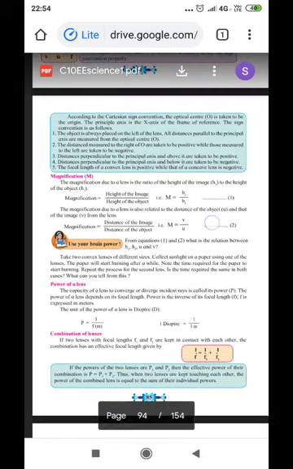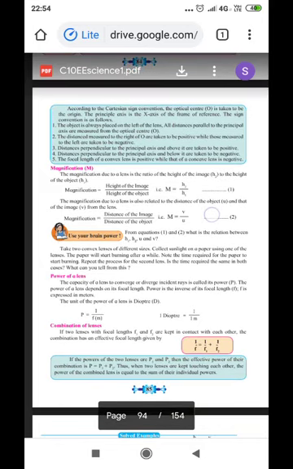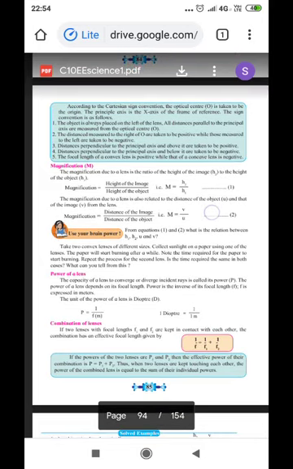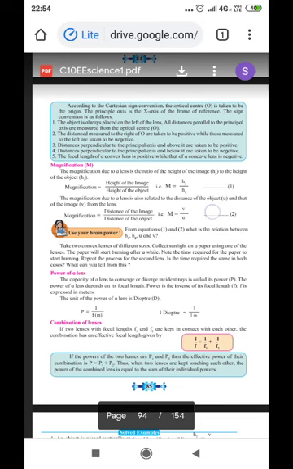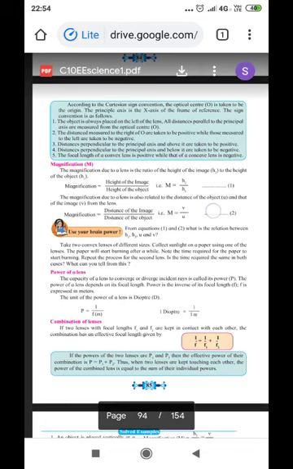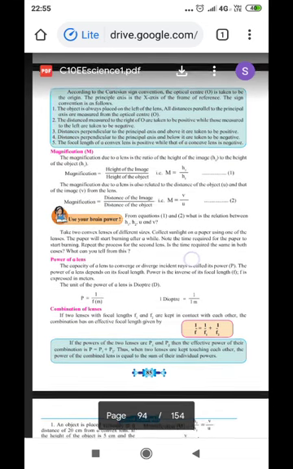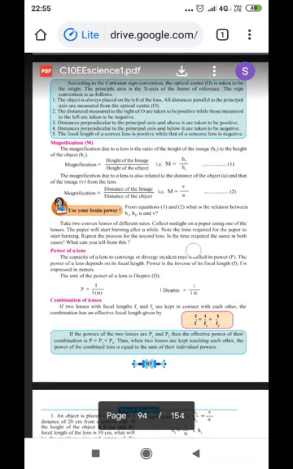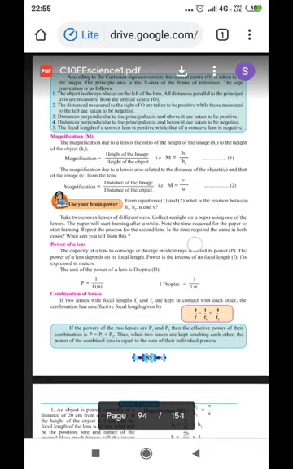According to the Cartesian sign convention, the optical center O of the lens is taken to be the origin. The principal axis is the x-axis and is the frame of reference. The sign convention is as follows. The object is always placed on the left of the lens, so all distances parallel to the principal axis are measured from the optical center O. The distance measured to the right of O is taken to be positive and to the left of O is taken to be negative.